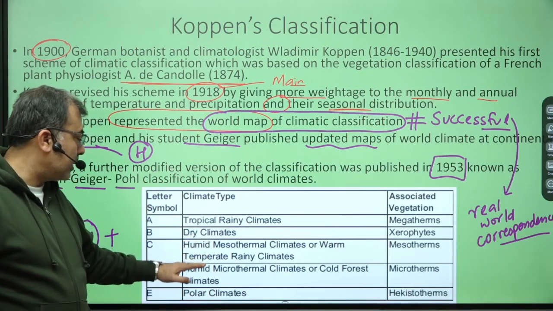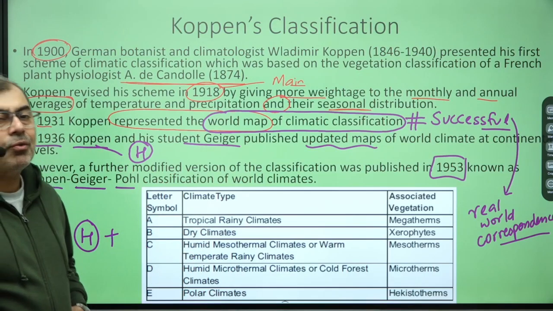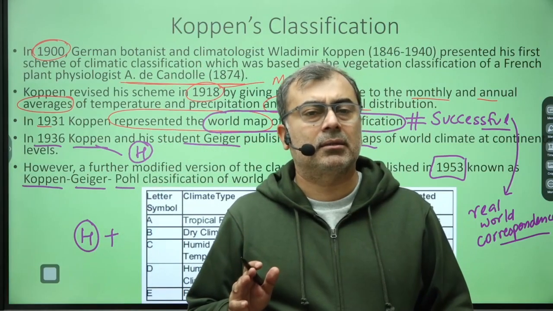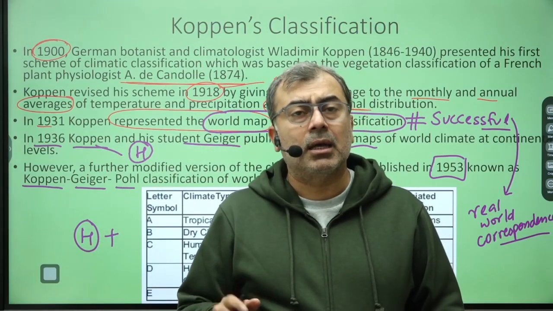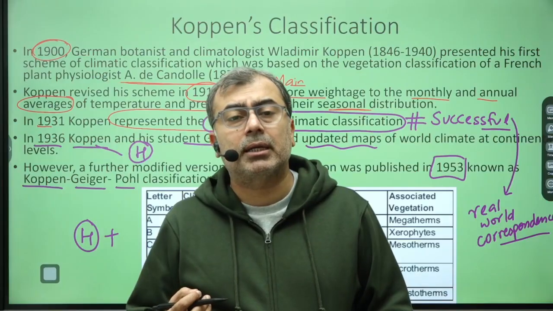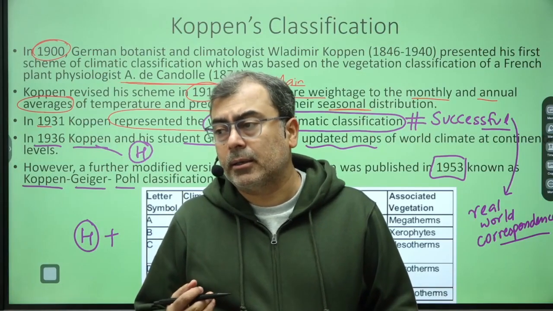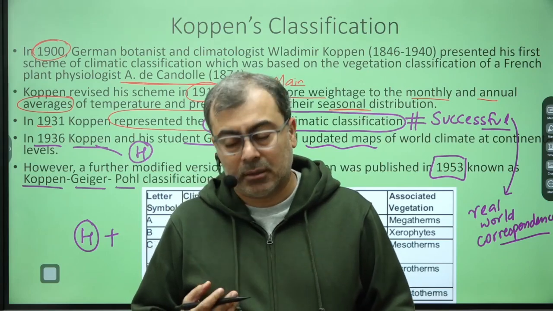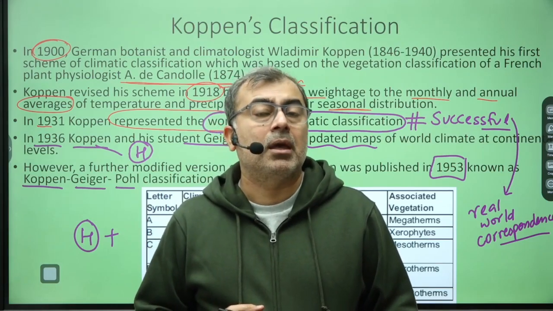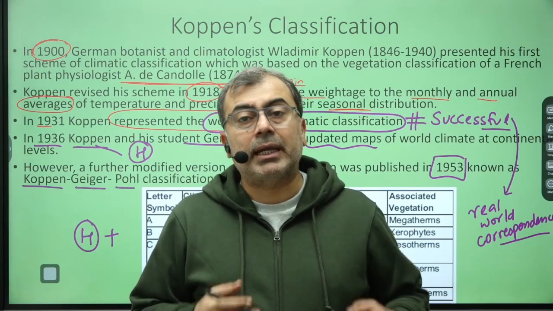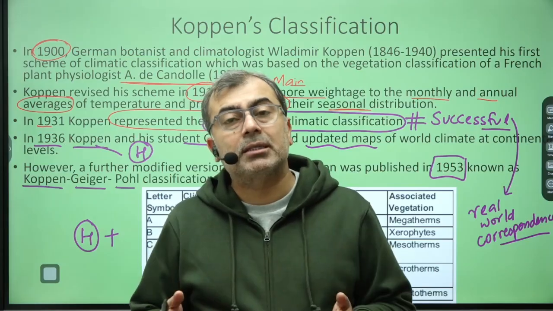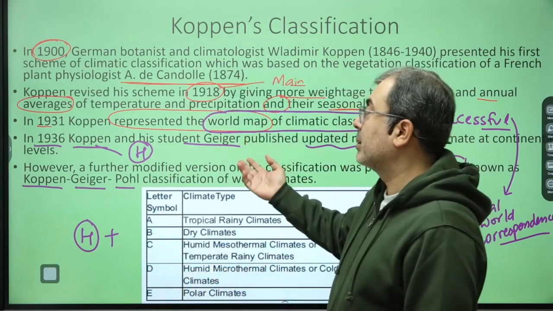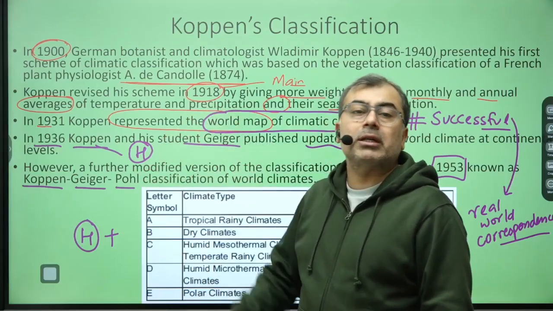Tropical rainy, dry climates. So if somebody is asking you for a very short note, suppose it is a 10 marker. They hardly ask anything more. If they ask you a 10 marker question such as examine or analyze Köppen's climatic classification, 10 marks are there, 2 pages are there. If you start explaining everything about Köppen, that 1900, then 18, then that, you won't have time.